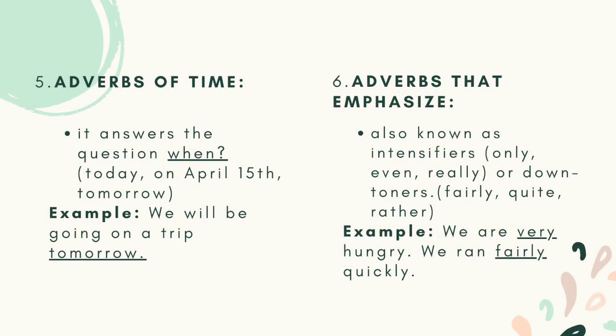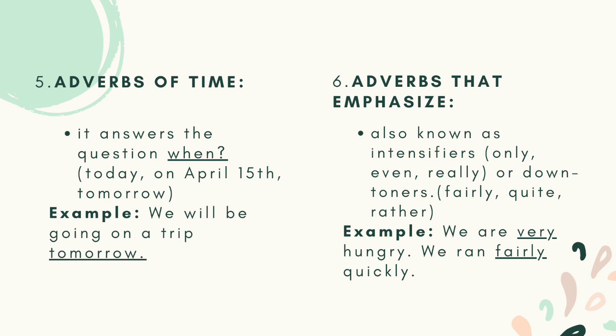The fifth kind of adverb is the adverb of time. It answers the question when. An example of adverb of time is today, on April 15, or tomorrow. Now here is an example of the adverb of time being used in a sentence. We will be going on a trip tomorrow. So the adverb being used in the sentence is tomorrow, which answers the question when we will be going on a trip.